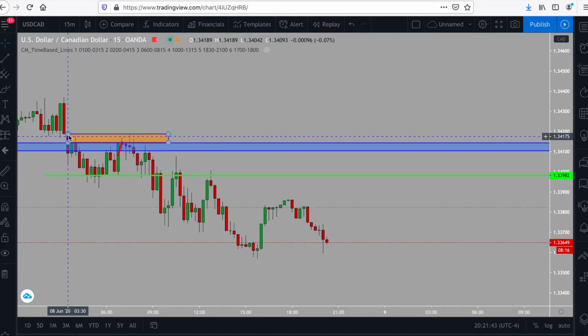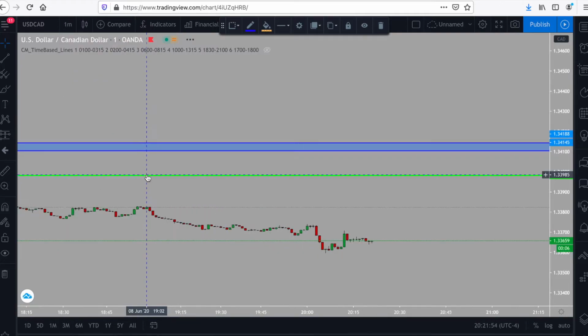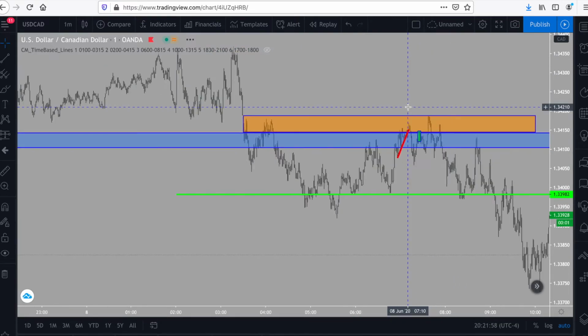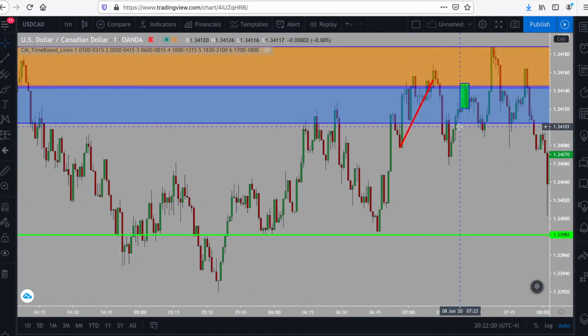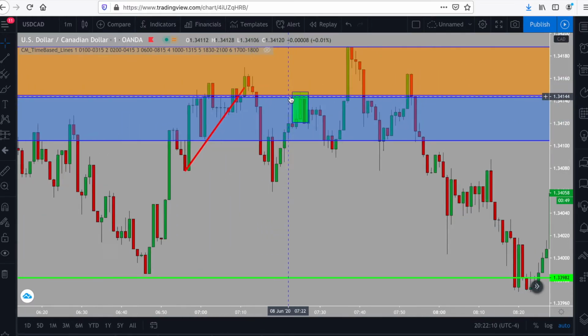So I plotted my, let's keep that like that. I waited for price to get back into this area, which I did here, and I got in on the 1-minute chart. So let's go to that area. So price was creating these price action higher lows, higher highs, higher low, higher high, higher low, higher high.